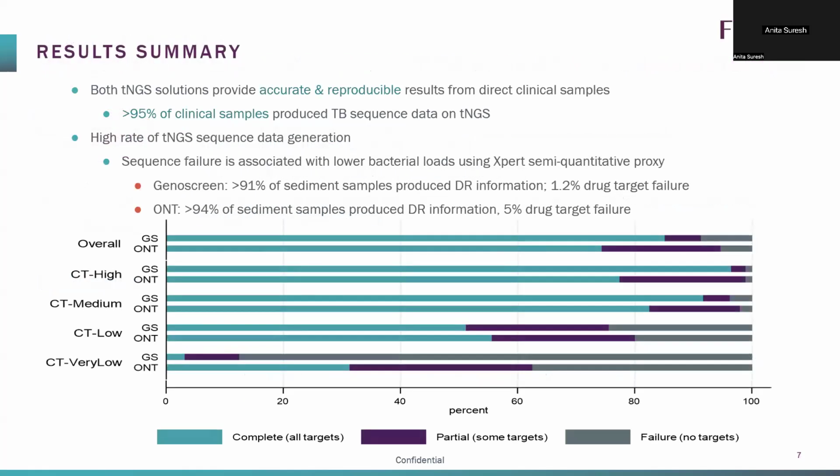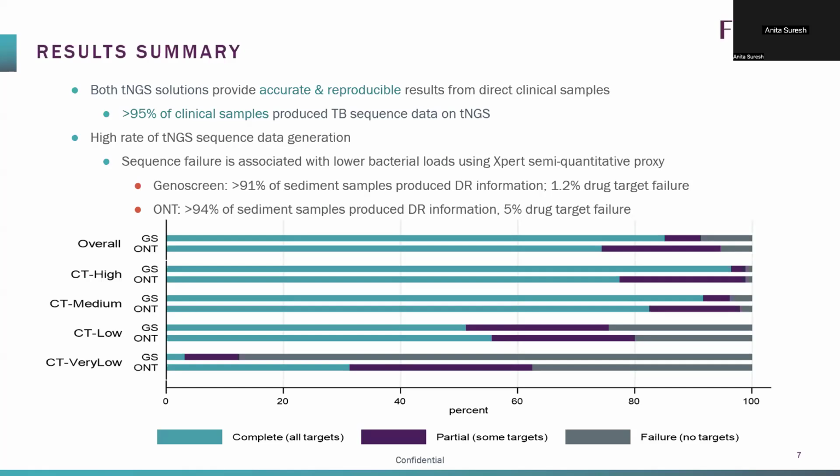Jumping right into the results, again, many of you may have seen some of this. We did present. We're happy to say the publication was just accepted, so hopefully soon we'll be able to see all of the data that you ever wanted to see in there. I'm really giving you only the high level, very few charts here. But again, both these NGS solutions that we evaluated, which was the ONT and the GeneStream Illumina, provided accurate, reproducible results from direct clinical samples.